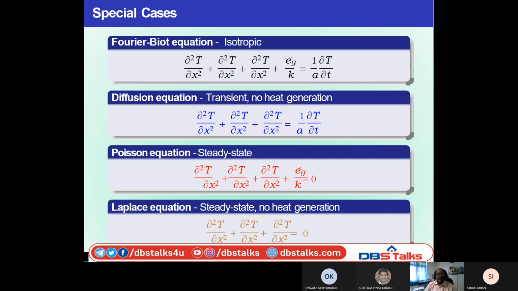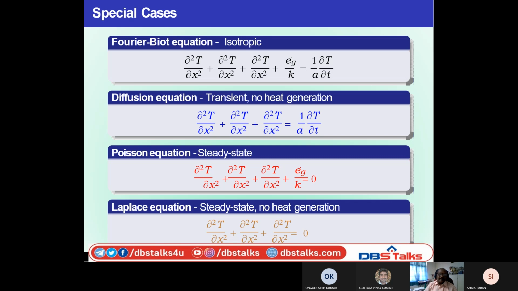If there is no heat generation, this term becomes 0. The equation becomes dou square T by dou x square plus dou square T by dou y square plus dou square T by dou z square equals 1 by alpha into dou T by dou t. This equation we can call the diffusion equation.